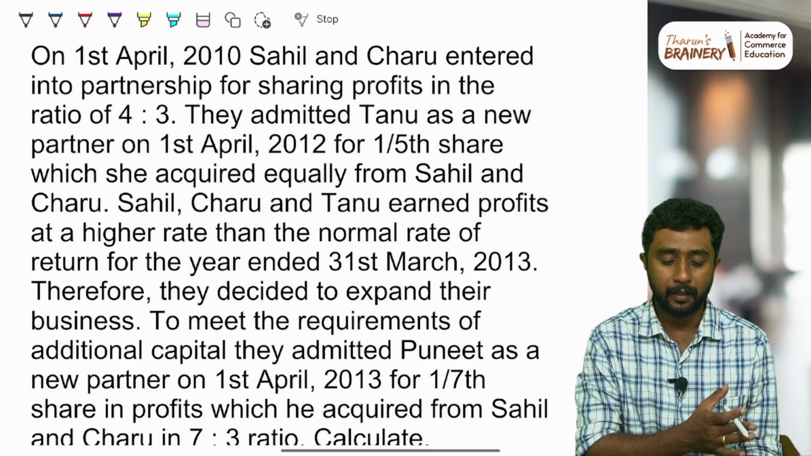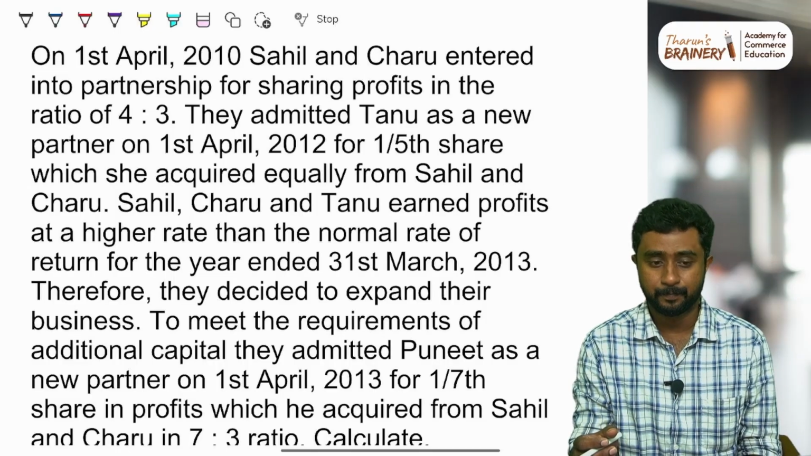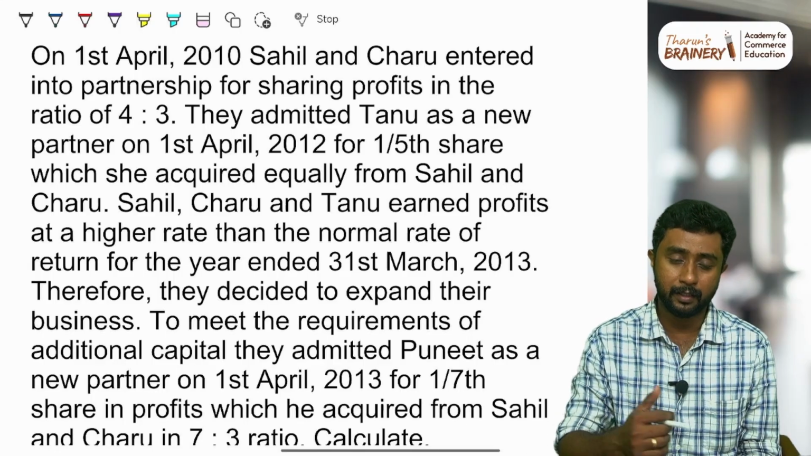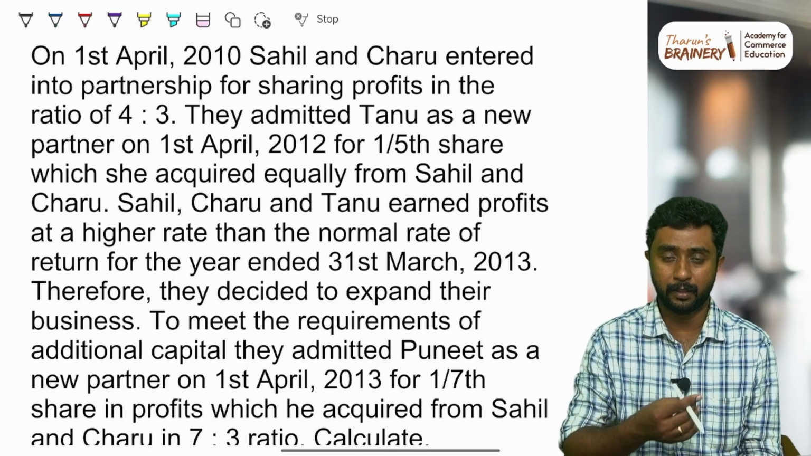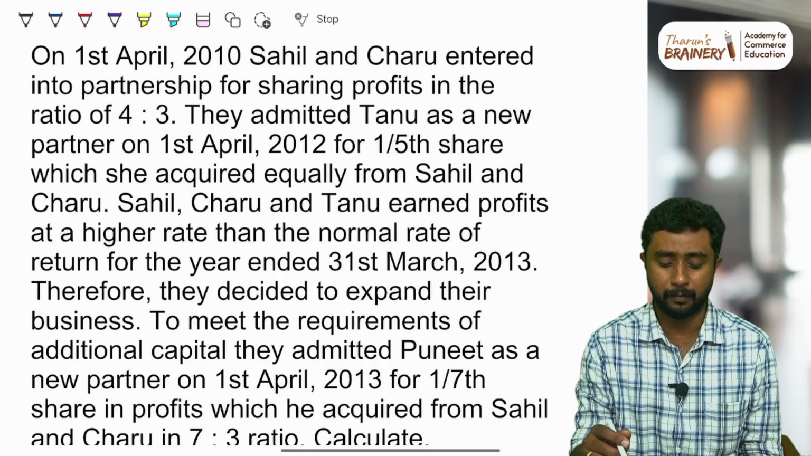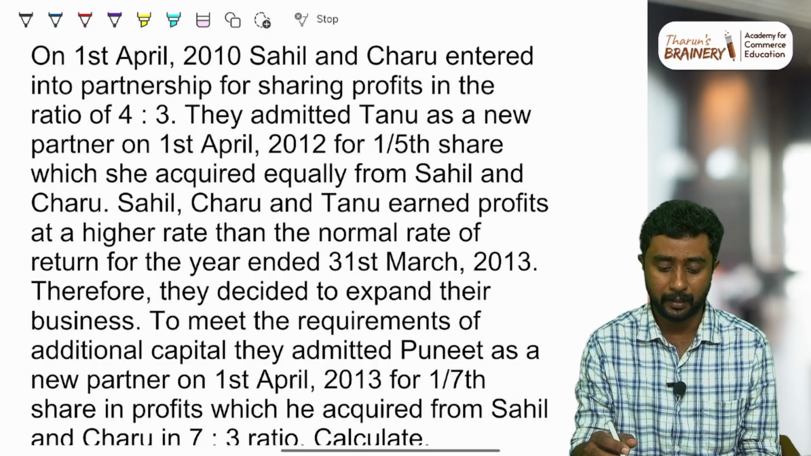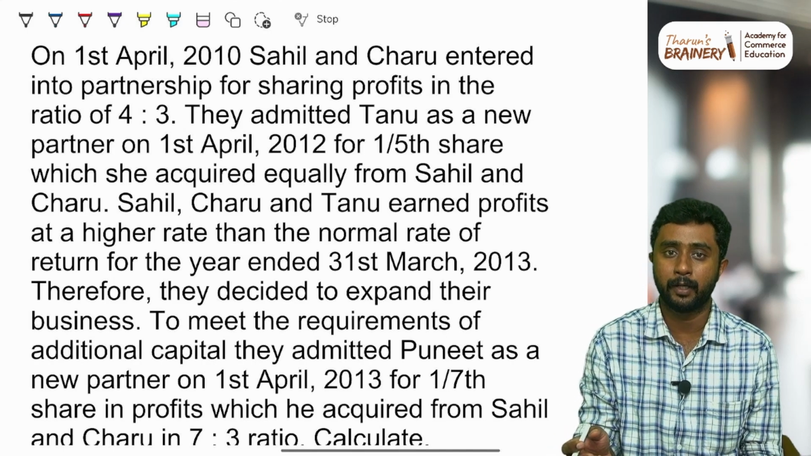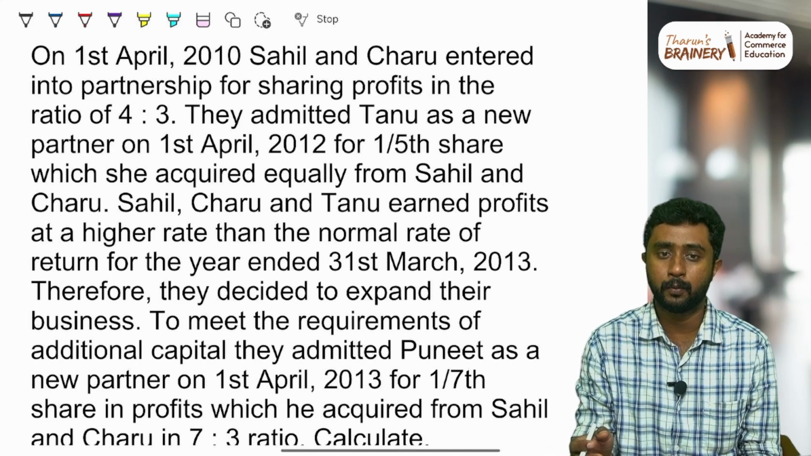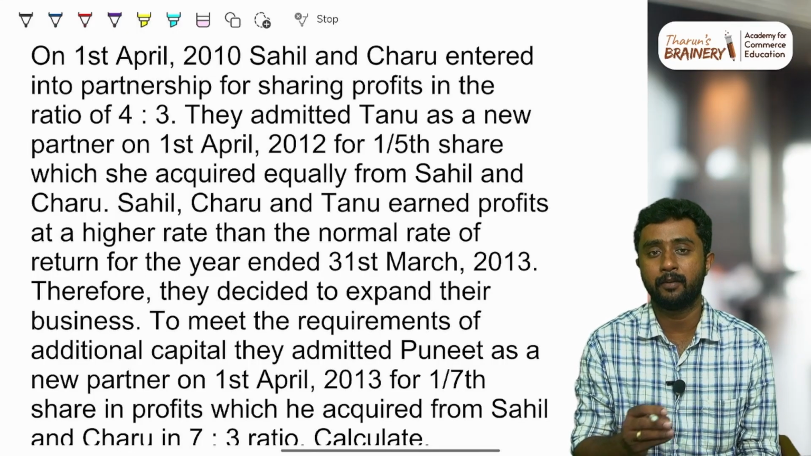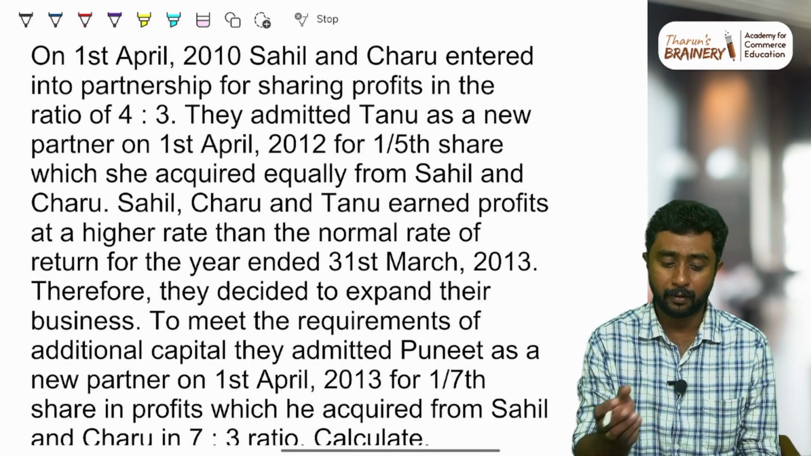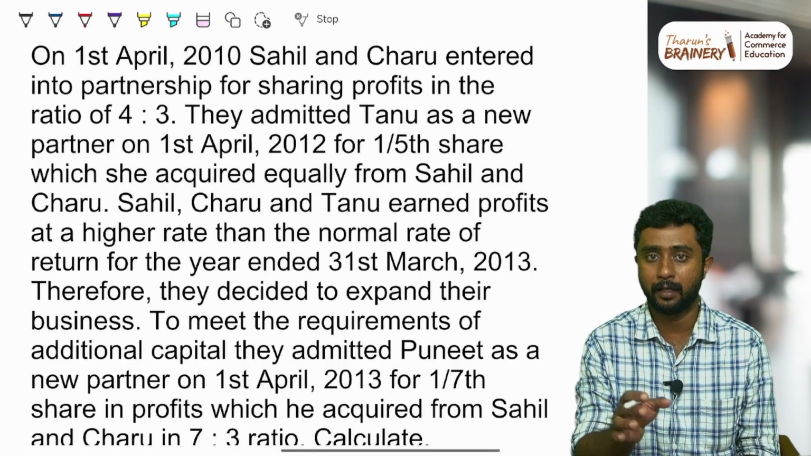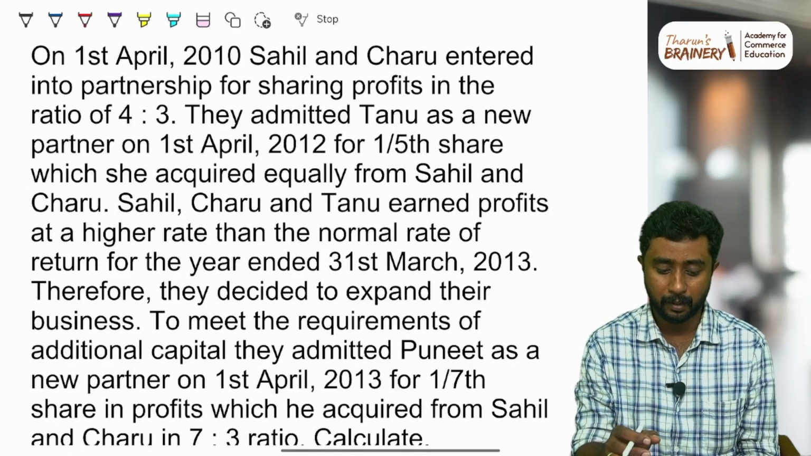So initially when they started the business, only two partners were there. Later they are admitting one more person. After a couple of years, they are giving one more person a chance to become a partner, for how much share? 1/5 share. What do we mean by 1/5 share? In future they are going to divide the profit into 5 parts, and one part belongs to the new person, that is Tanu. Obviously the remaining 4 parts belong to the remaining two partners. We will read the question further so that we can find out which calculation we have to apply.